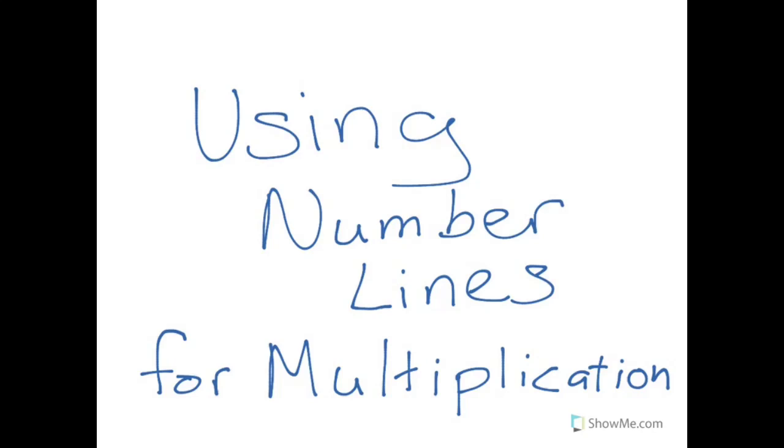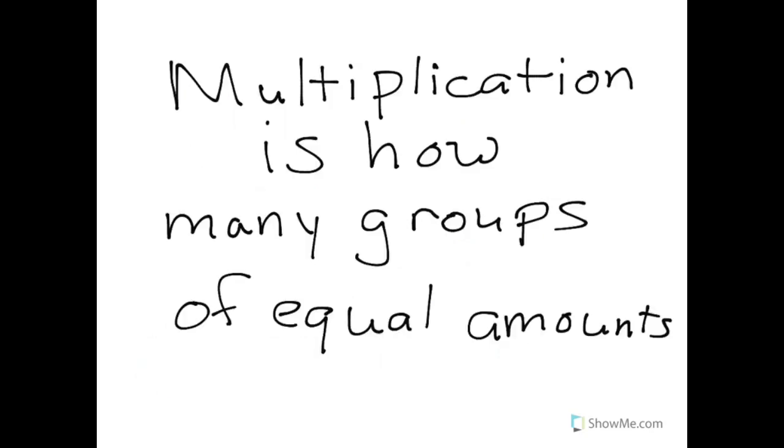Okay, using number lines to solve multiplication problems. Multiplication is figuring out how many groups of equal amounts you have. So for example, it might be 3 times 3 or 4 times 4, and you know that if that's the case, you've got 4 groups and there's 4 pieces in each group.